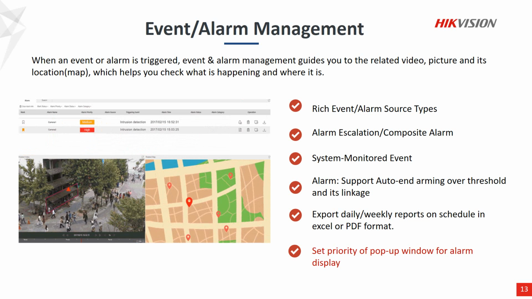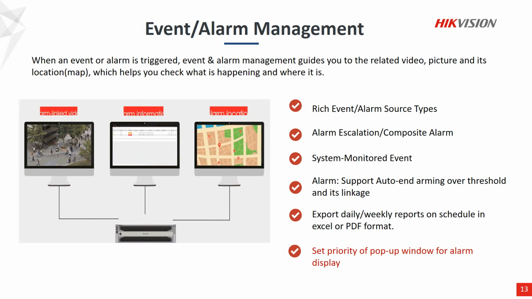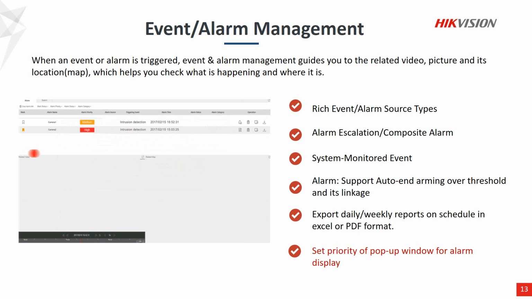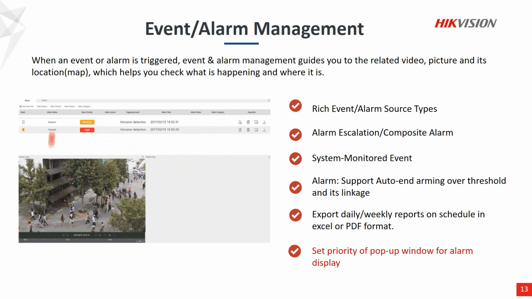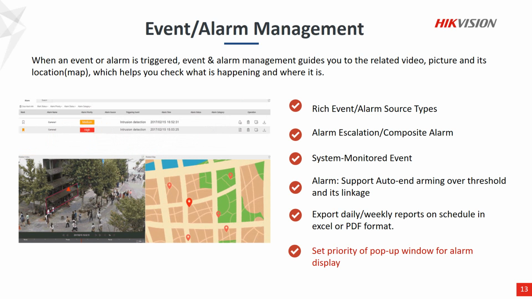And now actually the video is showing you the alarm. When there is an alarm, you can check the detailed information, and also you can check the recordings and the location on the map. So in version 1.6, for the operators, when you handle the alarm information, you can choose to set the priority of the pop-up window for the alarm display.